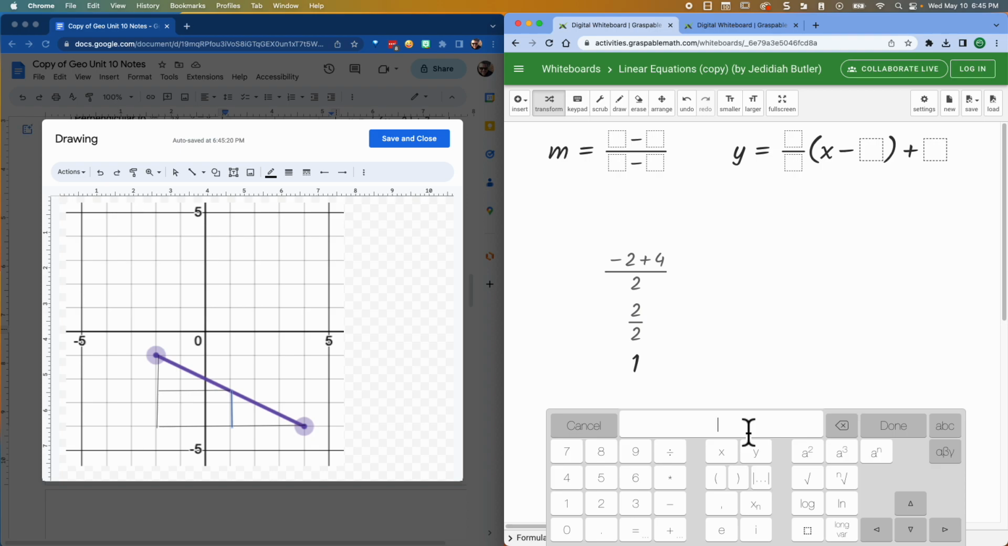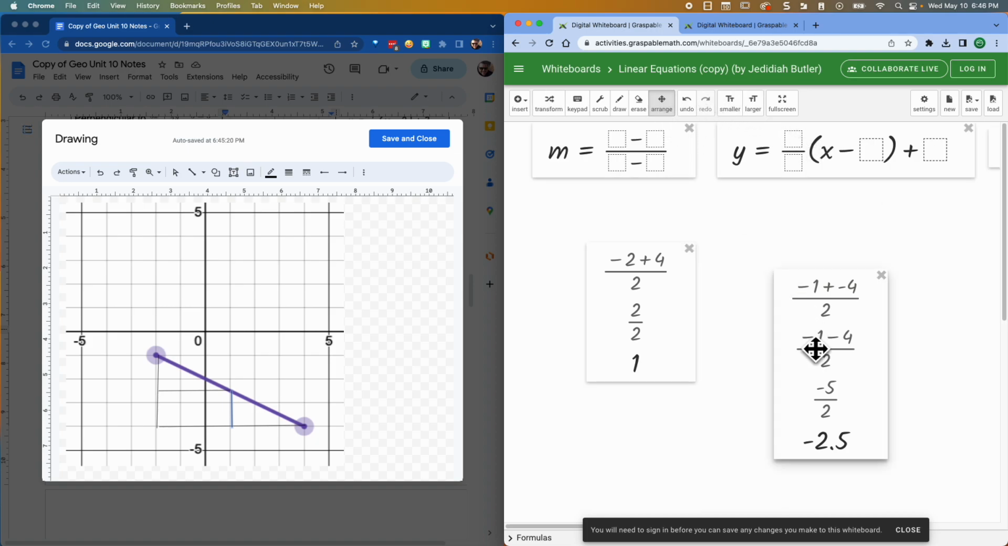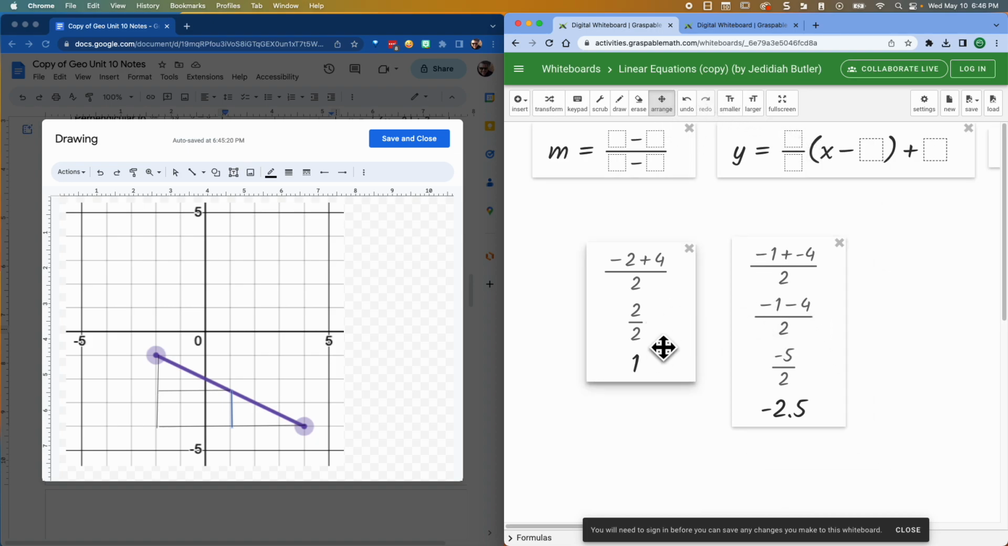For the y value, I'm going to do the same thing. We have negative 1 plus negative 4, and then we're going to divide that by 2. So that turns into negative 5 divided by 2. It doesn't want to do it because it's a decimal approximation, so I'll force it by doing a double click. It says, okay, that's negative 2.5. So these are my x and y values for the midpoint. I'm going to capture those to put into my calculation.